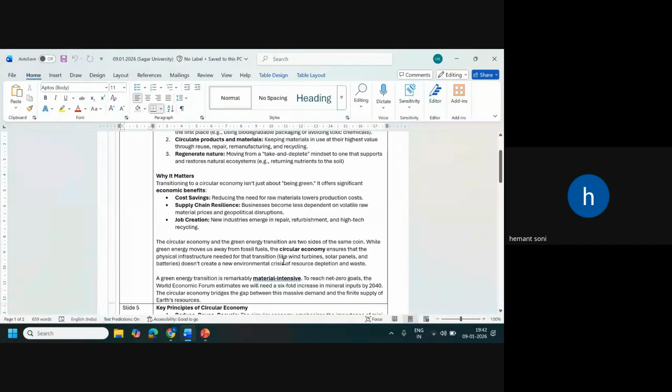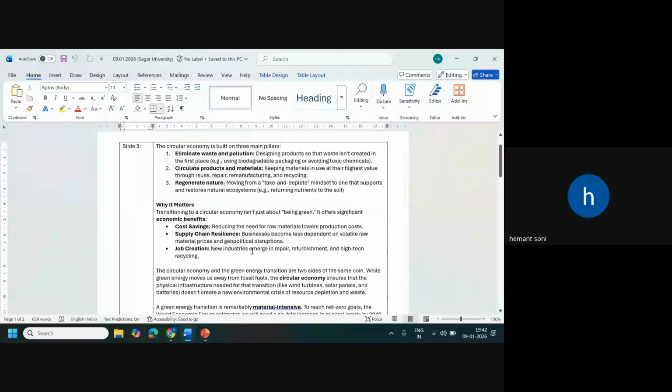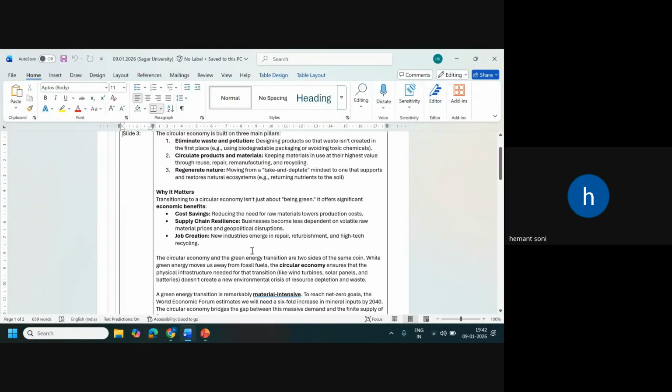So if I ask you to go to point 3, because India imports a lot of crude as well as these chemical fertilizers. So to that extent, your costs are saved and your supply chain is ensured. Then because you are able to produce things locally, new industries emerge in repair, refurbishment, and high-tech recycling.